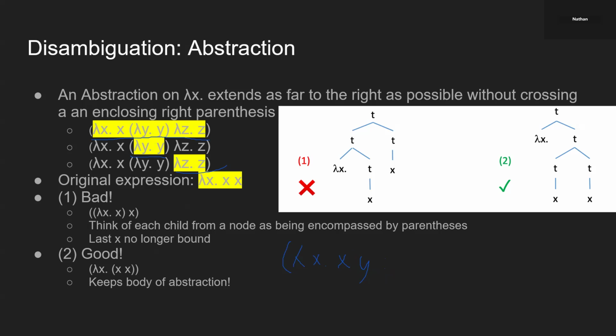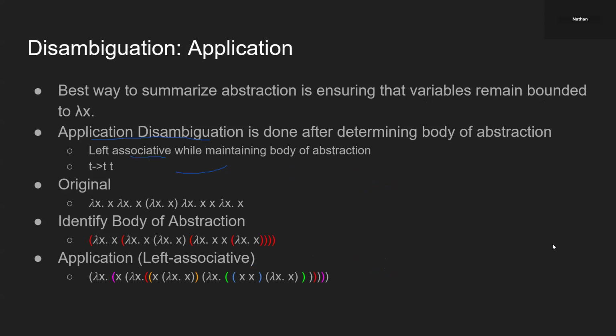So these disambiguation rules, specifically the body of abstraction, are very important. I'll go into another example in the next slide on how to apply it. The next disambiguation rule is application. I want everyone to think about it as applying leftmost pairs that don't break body of abstraction. The best way to summarize abstraction, I suppose, is ensuring that variables remain bound to lambda x.